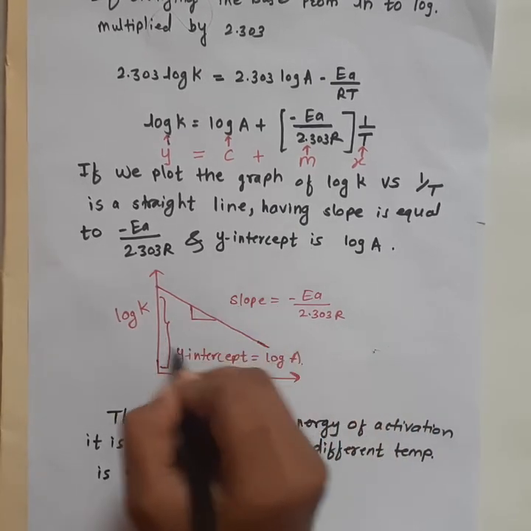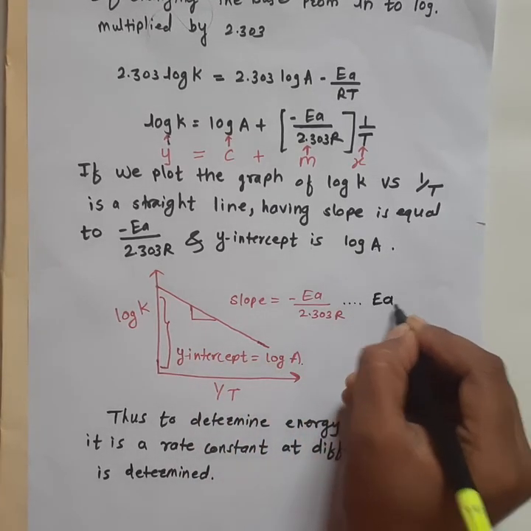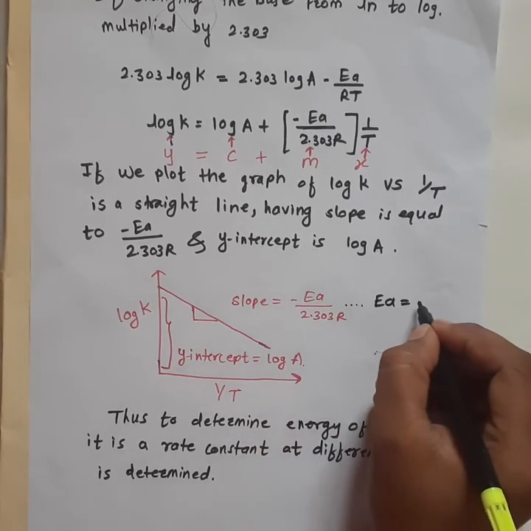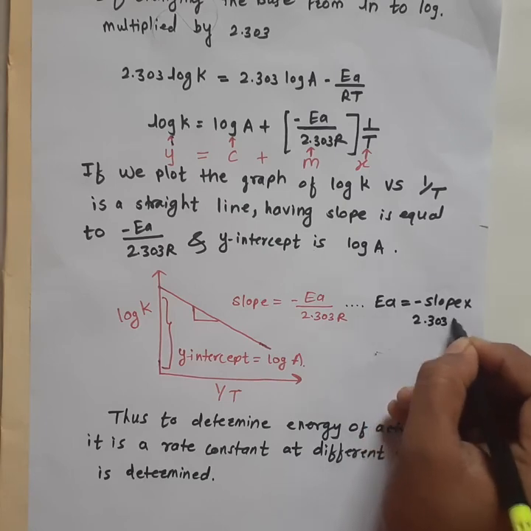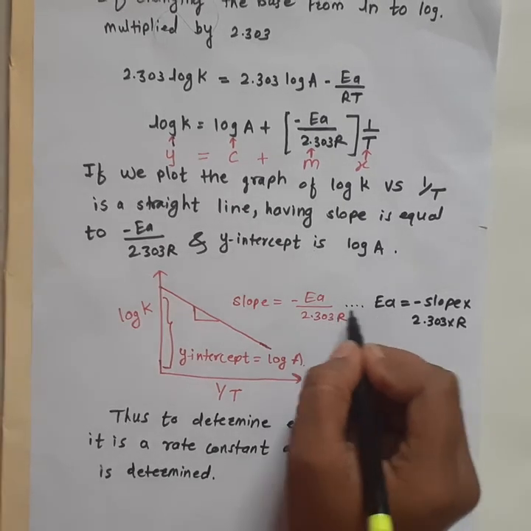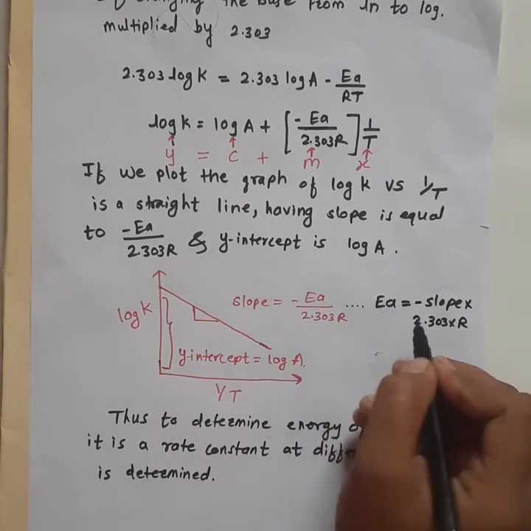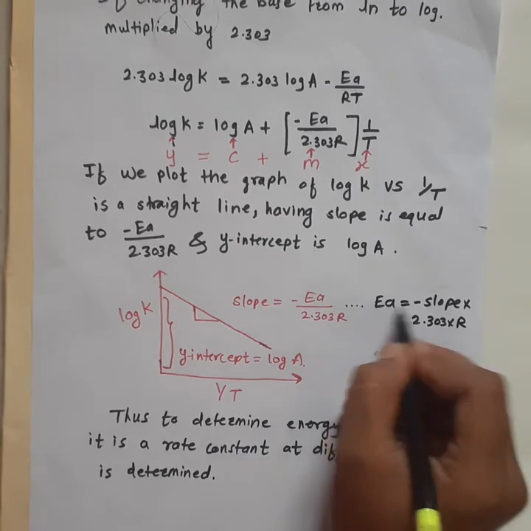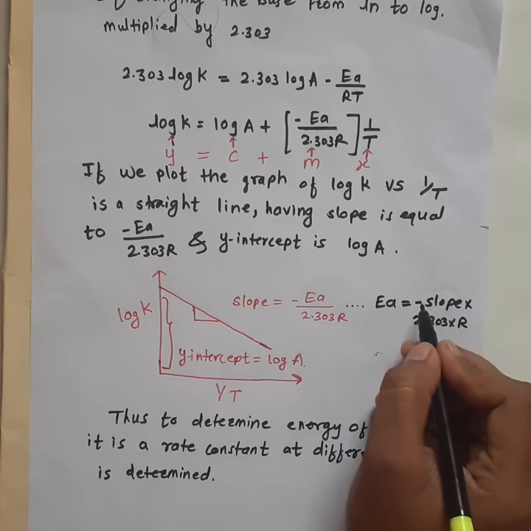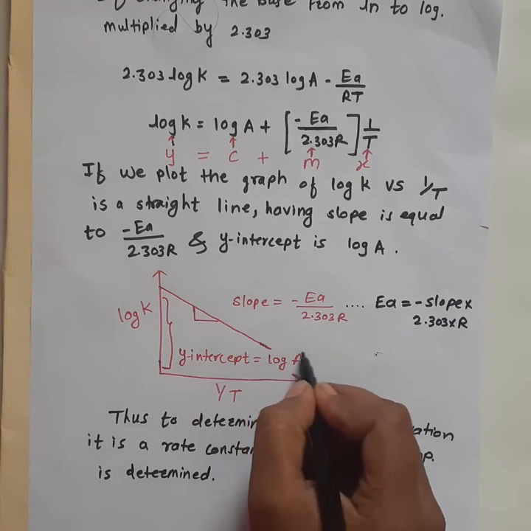Therefore, from the slope of the graph, how can we determine the energy of activation? EA is equal to minus slope into 2.303 into R. Because 2.303 is a constant and R is the gas constant, we can determine the energy of activation. And from the y-intercept, we can determine log A. So this constant of integration A is determined.